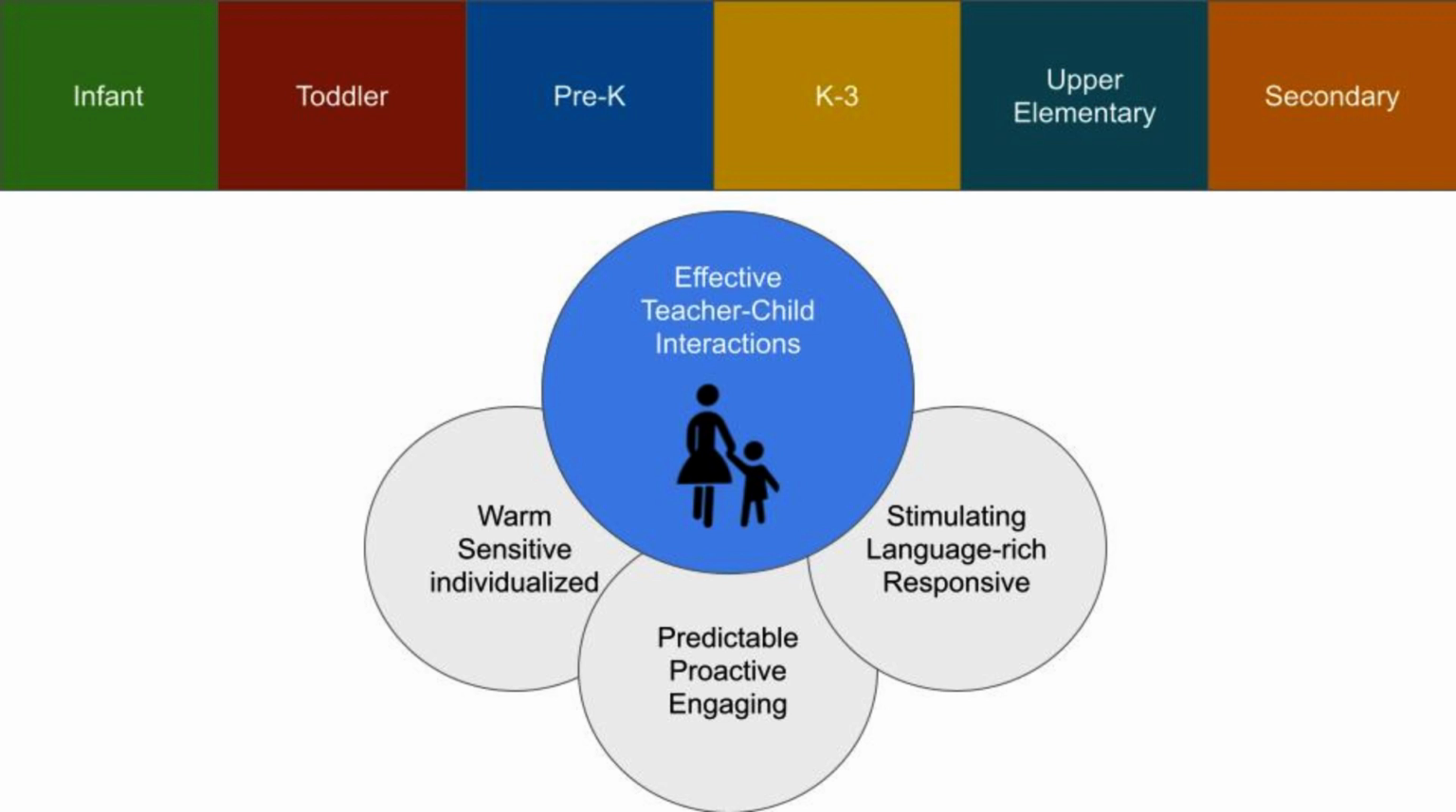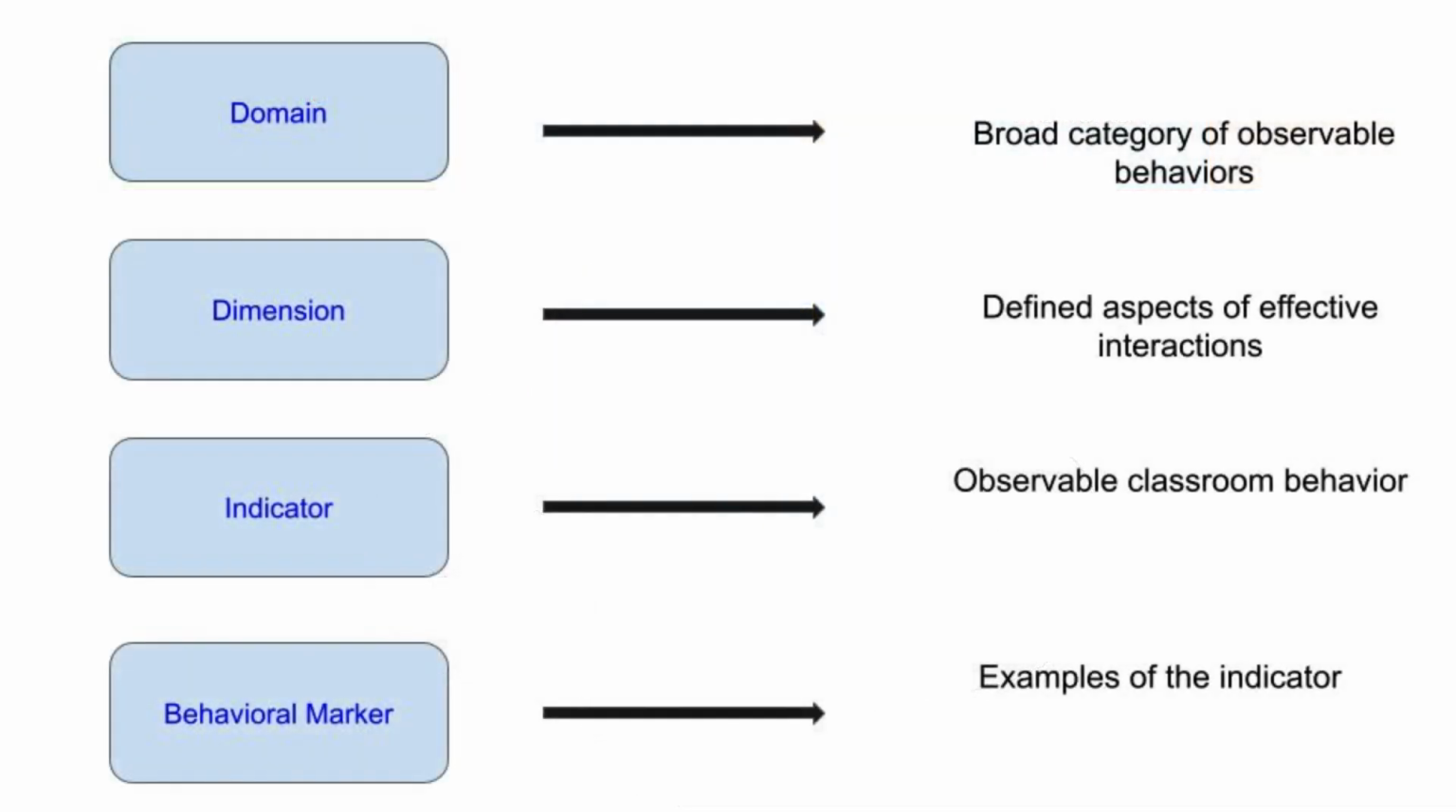Across all age levels, the CLASS framework consists of the following elements. Domains are broad categories of observable behaviors. Dimensions are the defined aspects of effective interactions within each domain. Each dimension has indicators, a specific kind of behavior that can be observed in classrooms. Behavioral markers are examples of each indicator. Behavioral markers are not a checklist, but rather suggestions of behaviors that may be observed as evidence of an indicator.